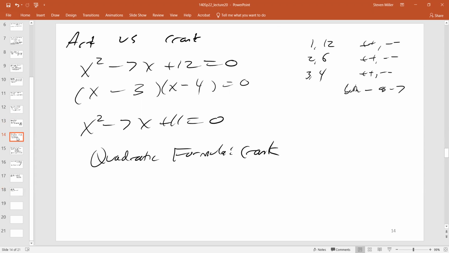So we talked about doing things as an art versus a crank. If we have x squared minus 7x plus 12 equals 0, we could try to solve this by factoring. We noticed that 12 is 1 times 12, 2 times 6, or 3 times 4. Because it's a plus 12, it's either 2 positive signs or 2 negative signs. Because we have a minus 7, it's got to be 2 negative signs. We get (x minus 3)(x minus 4). If I gave you instead x squared minus 7x plus 11, unfortunately, there's no easy way to see the roots. So we have to use the quadratic formula.